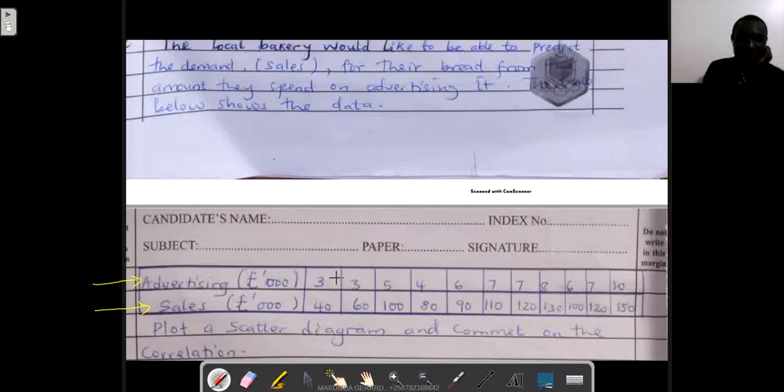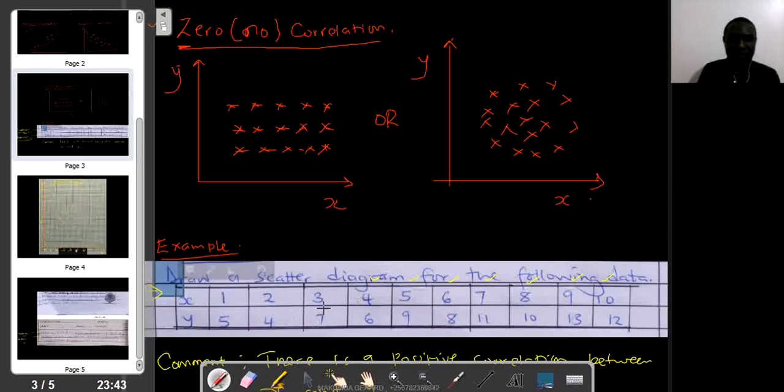What comes first in the first column, or at times in the first row as in this case, but if it is in terms of columns, what comes first is always the independent variable, and what comes second is always the dependent variable. So this is plotted on the horizontal axis, and this is plotted on the vertical axis. The question is now asking us to plot the scatter diagram and then comment on the correlation.